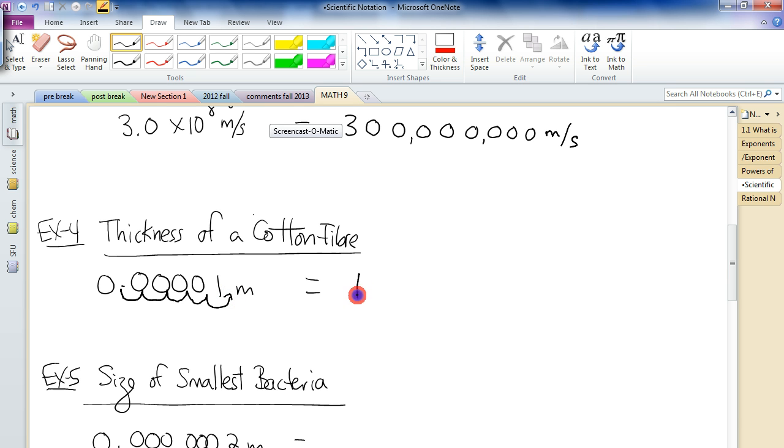That makes the number 1. And we're moving it 5 spots. 5 spots means 5 zeros, so it's 10 to the power 5. Now, because we're moving it in the opposite direction, this will be 10 to the power negative 5. So what's the big difference here? Small numbers have negative exponents.